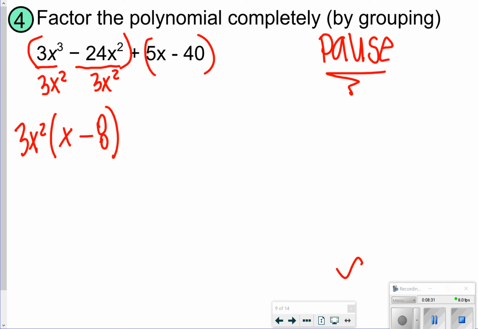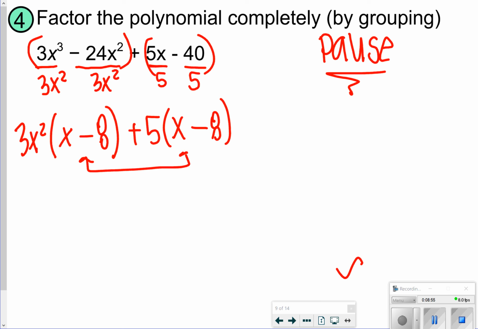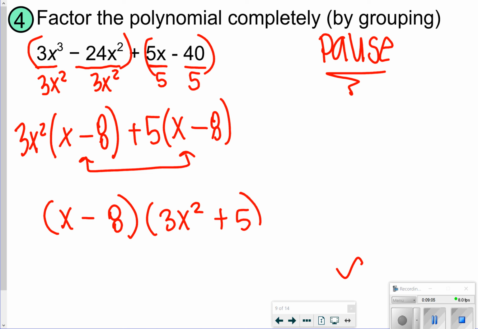For the second binomial, I'm going to be factoring out a 5 because 5x and negative 40 both have 5 in common. Notice that I'm factoring out a positive 5, so I'm still going to write plus 5. 5x divided by 5 is just x, and minus 40 divided by 5 is minus 8. Notice that my two binomials are matching here, so that means I factored correctly. So I'm going to have x minus 8 as one binomial, and then 3x squared plus 5 as my second binomial.